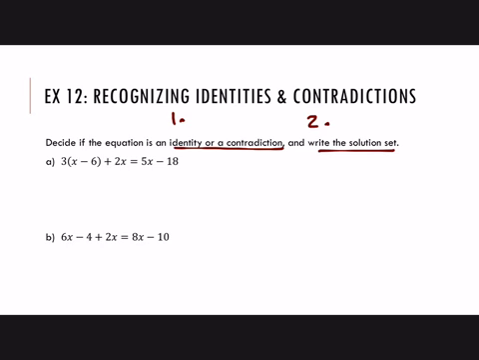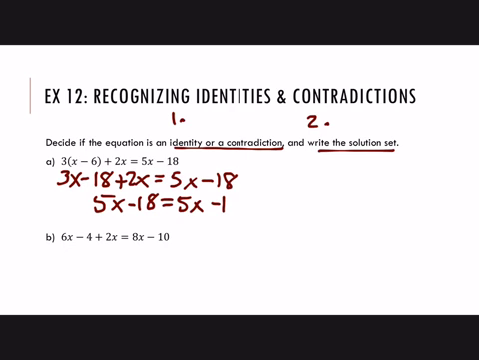So we would probably distribute the 3 first. Get 3x minus 18 plus 2x equals 5x minus 18. Combine like terms on the left. And then you can keep going if you like, but you can actually even stop right here because the two sides of the equation match. As long as x is some sort of a real number, then this will always be a true statement. So this is an identity, and that means that the solution set is all real numbers.